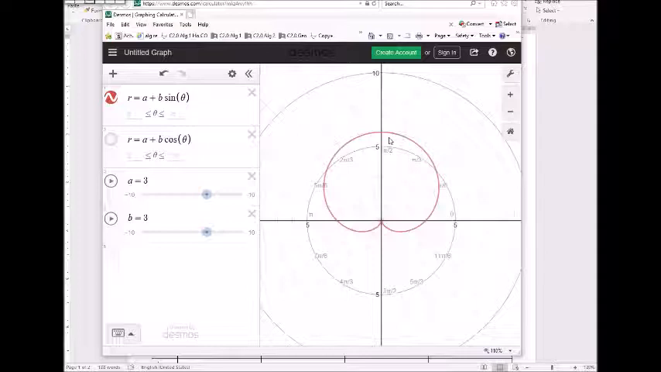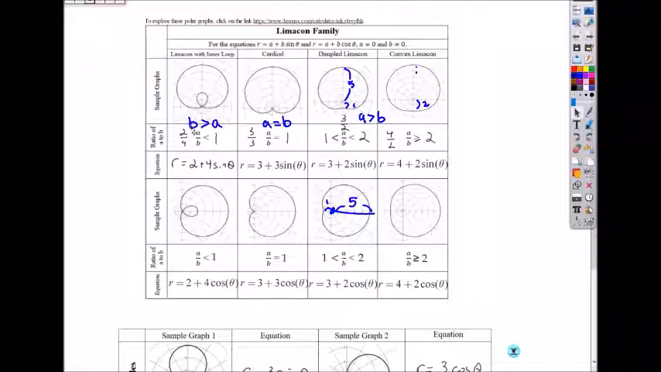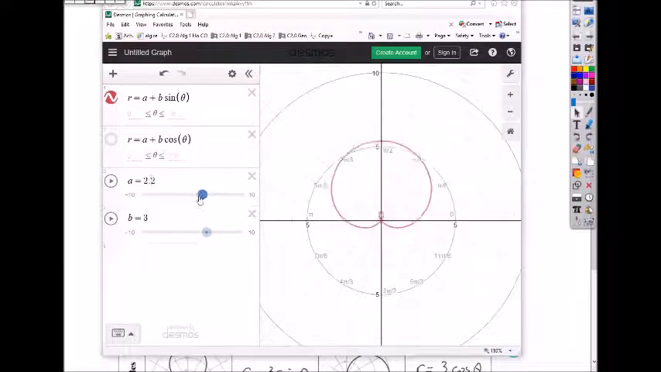The first one that we're going to look at is the Limacon with the inner loop. The Limacon with the inner loop has B greater than A. If you write it as a fraction for the ratio, A over B is less than 1. So let's look at an example of 2 as A and 4 as B. If A is 2 and B is 4, it makes an inner loop, right?